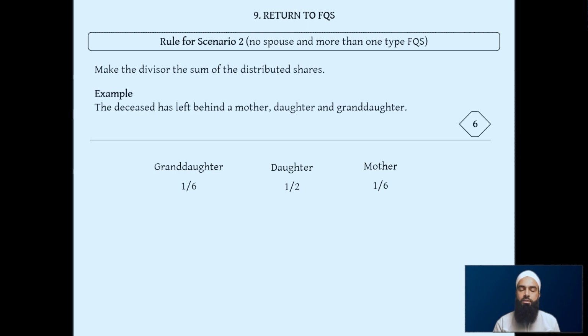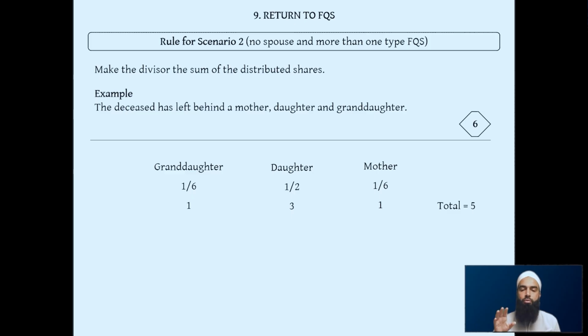The mother gets 1/6 of 6, which is 1. Daughter gets half of that, which is 3. Granddaughter gets 1/6 of that, which is 1. You add it up. 3 plus 1 is 4 plus 1 is 5. So your total is 5. You've got 1 left over.